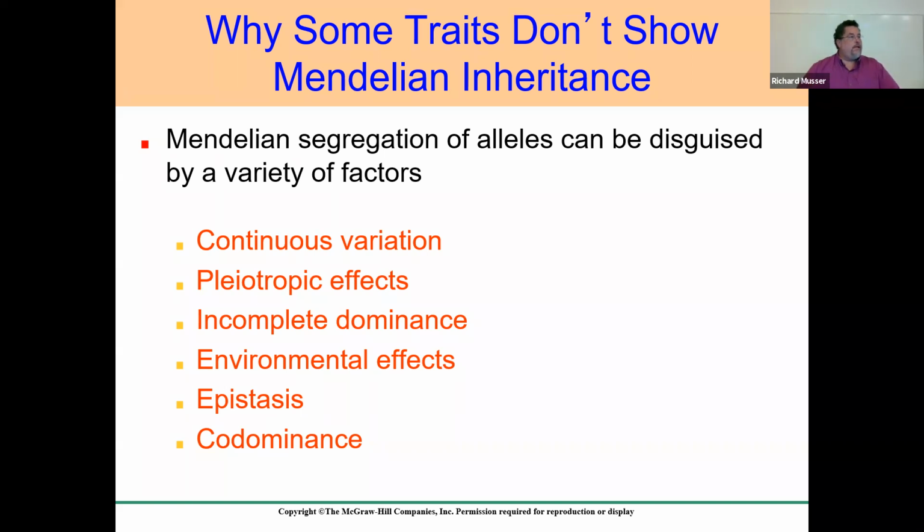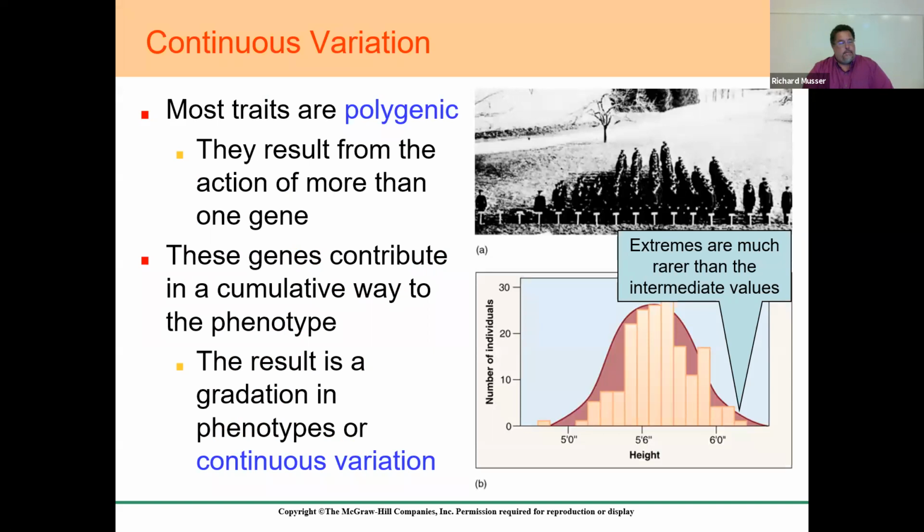However, the more you study genetics, the more you realize things are more complicated than just simple Mendelian genetics in the sense of how the traits respond. And there's a lot of different things that disguise the Mendelian segregation of alleles, and that is due to a variety of factors. Here are some of the ones that we're going to discuss: continuous variation, pleiotropic effects, incomplete dominance, environmental effects, epistasis, and codominance. So these are different factors that disguise Mendelian inheritance. That doesn't mean that, of course, those chromosomes aren't randomly sorted and things like that.